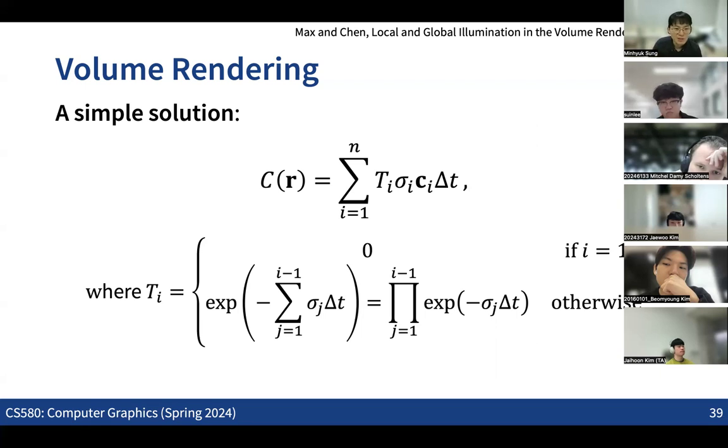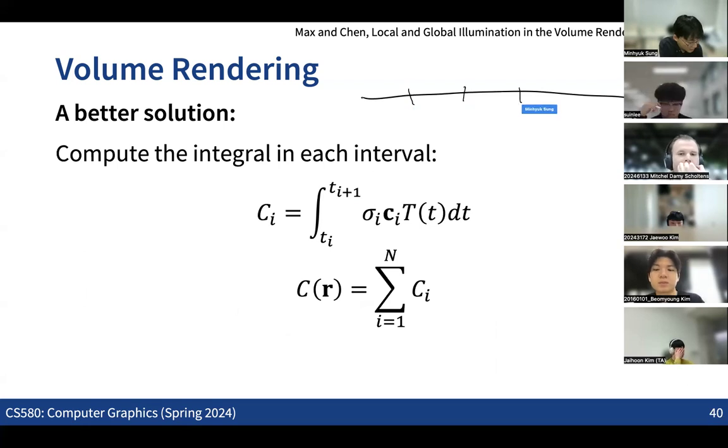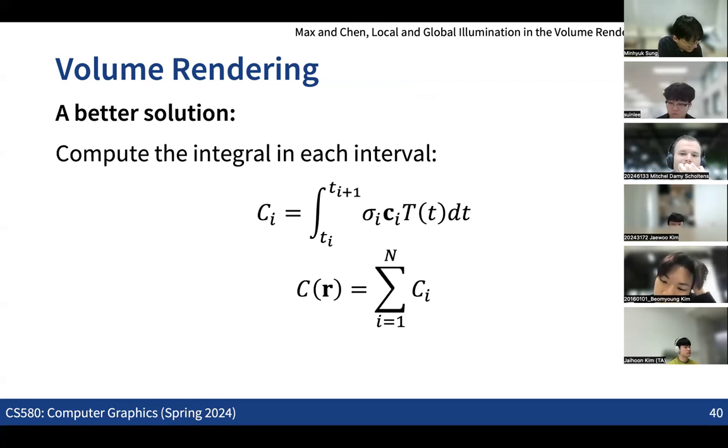But actually, we are going to see a slightly better version of calculating these things. So we're basically going to see the same formulation from a slightly different perspective, in that now we are taking the integral for each interval. Let's say we have n intervals, from ti to ti plus one for each interval, and then we are taking the integral for each interval like this, taking the sum of this. Then how can we calculate this integral?